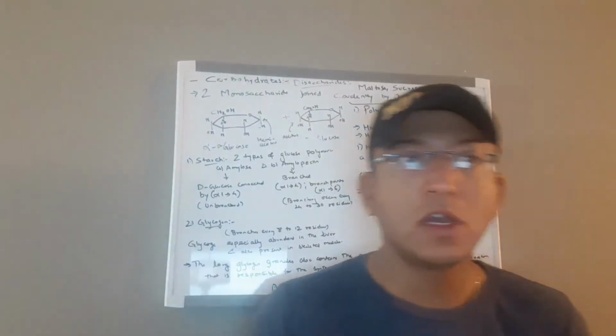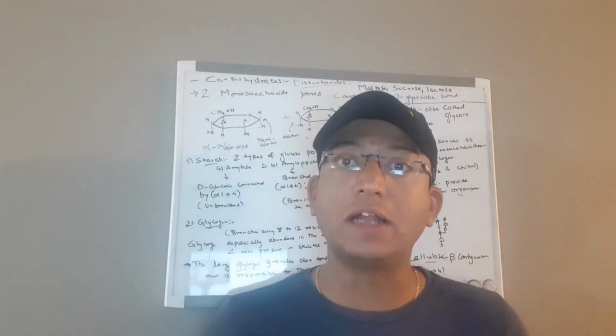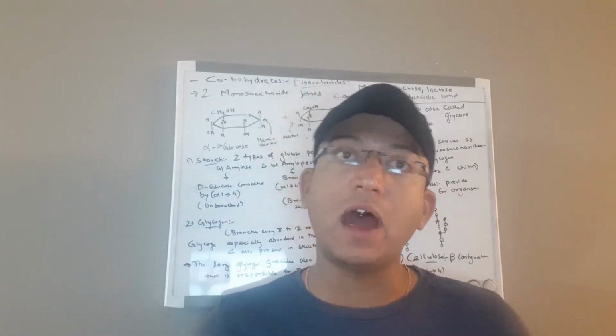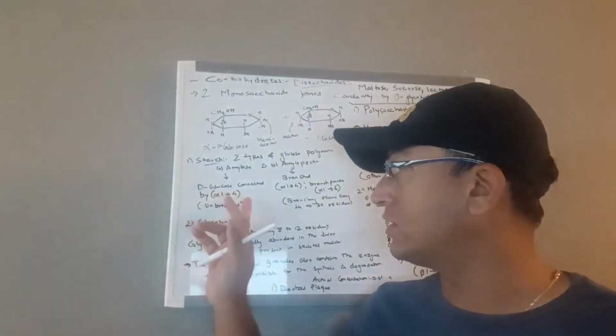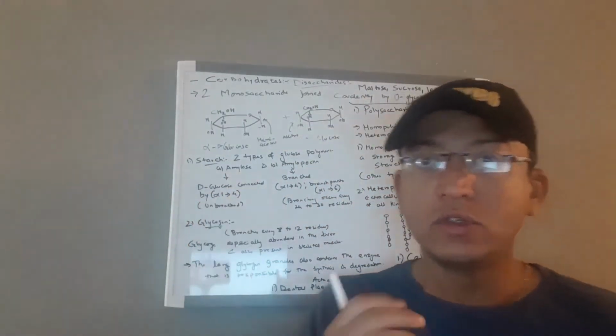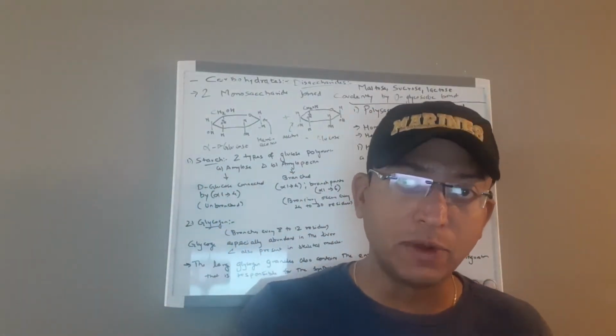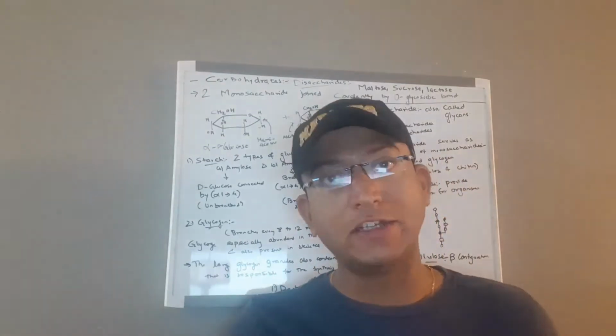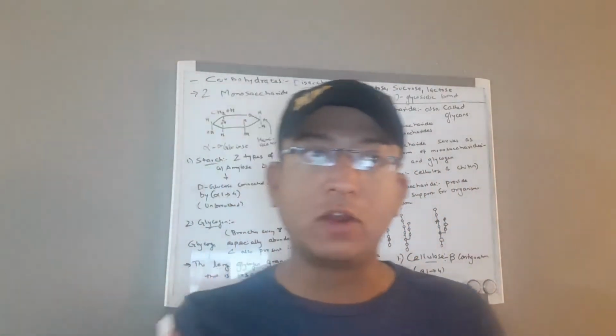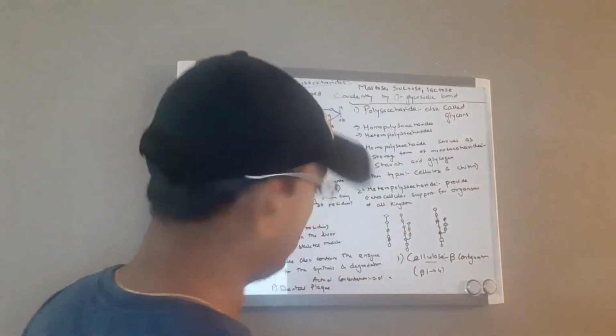So that was cellulose. The glycogen and starch ingested in the diet are hydrolyzed by alpha amylases, right? The glycogen and starch that we ingest in our diet are hydrolyzed by alpha amylases and glycosidases.